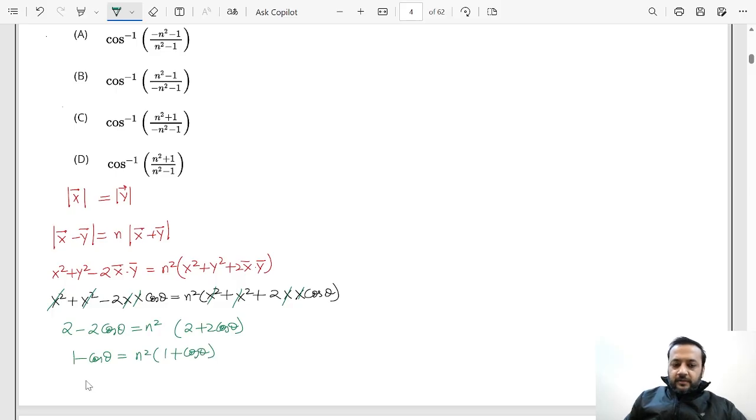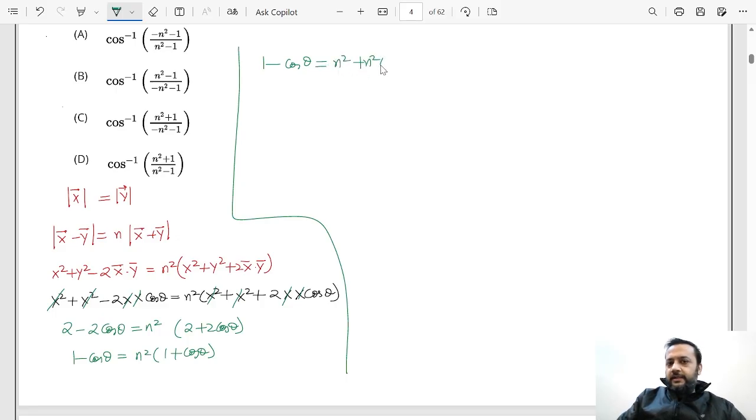Now you have to find the value of cos theta, so you can take the terms of cos theta on one side. This will be n square plus n square cos theta. You can bring this to this side, and 1 you can take to the other side. So this will become n square cos theta plus cos theta, which is equal to n square minus 1. Hmm, so from here cos theta comes out to be n square minus 1 upon n square plus 1, with an extra minus sign.